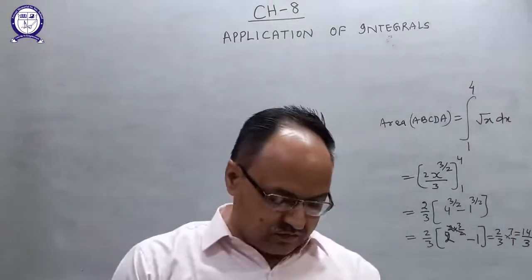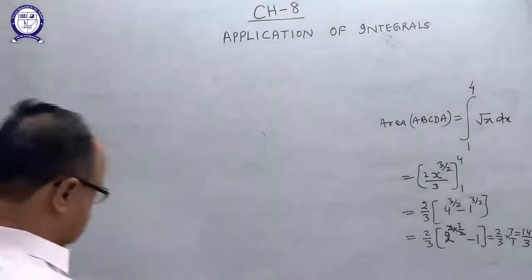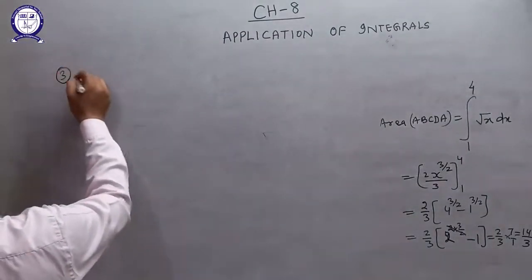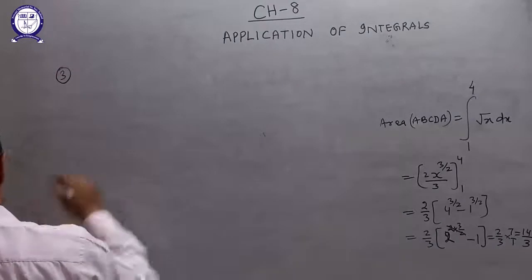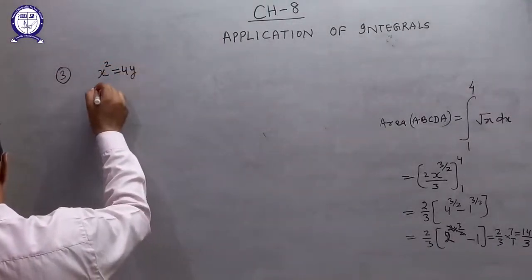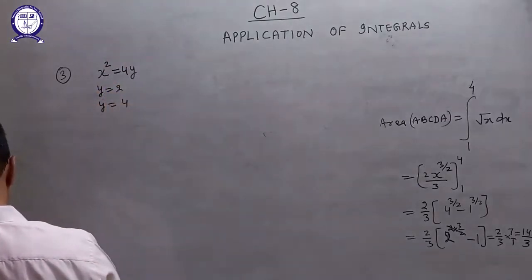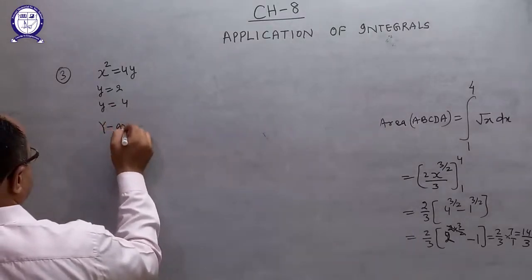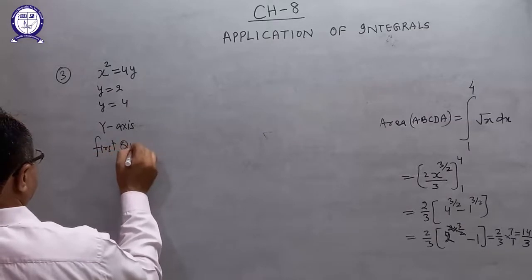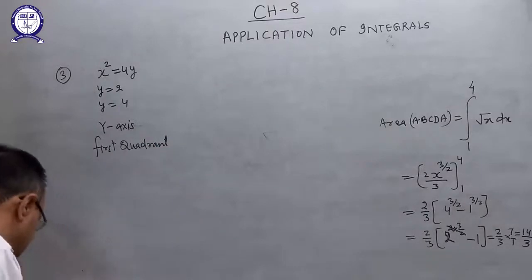Question number 2. Find the area of the region bounded by... Third, find the area of the region bounded by x is equal to 4y, y is equal to 2, y is equal to 4, y axis and first quadrant.